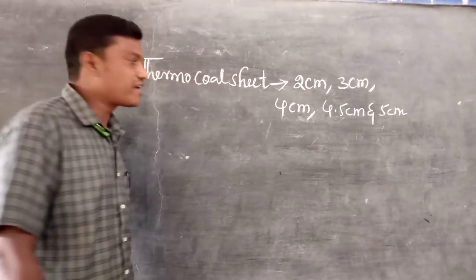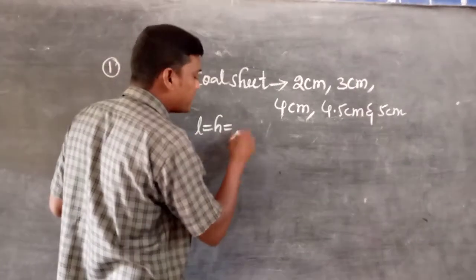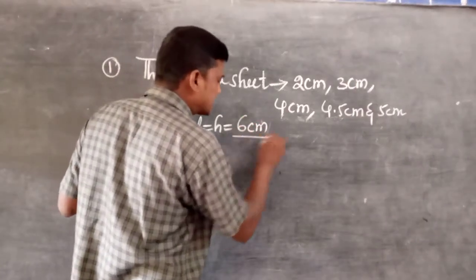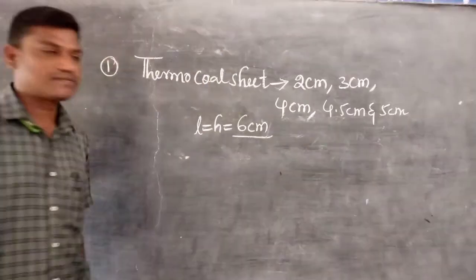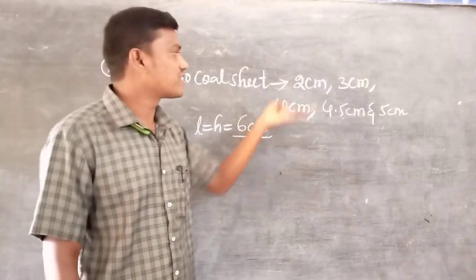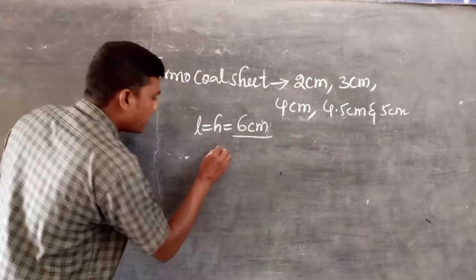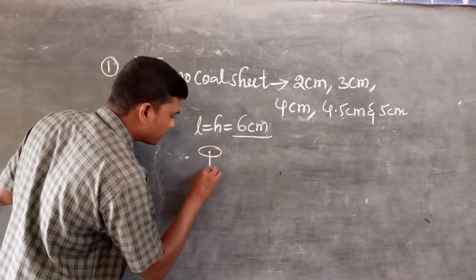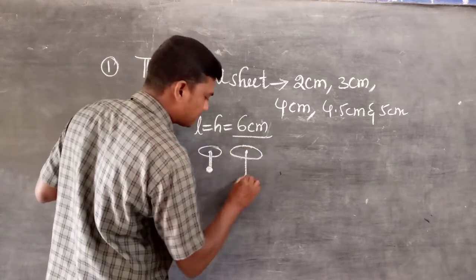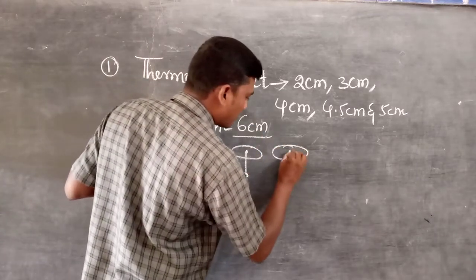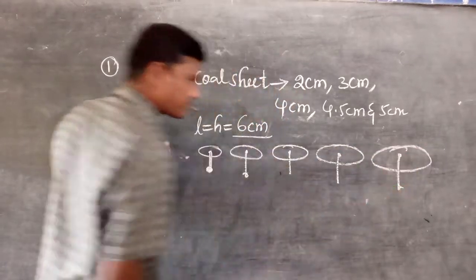After that, what can we take? Now we take L, that is equal to h, the length of the needle, nearly 6 cm. Now we take 6 cm length needles. Those needles you can fix to the 2 cm disc, then 3, 4, 4.5, 5. For example, for the 2 cm radius disc you can fix the 6 cm needle. Next, for example 3, next 4, 4.5, next 5, like this.